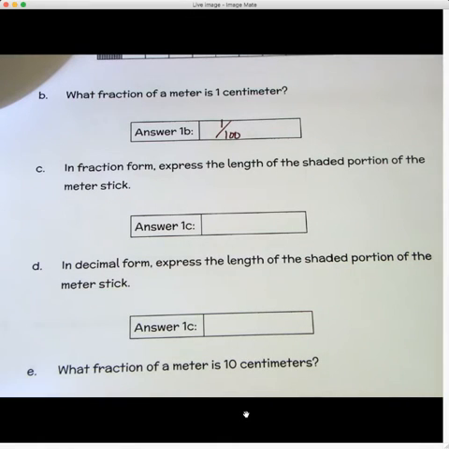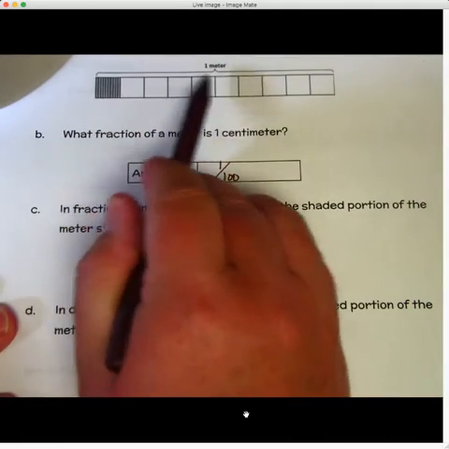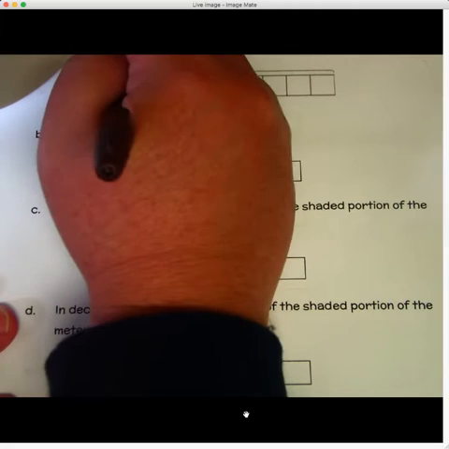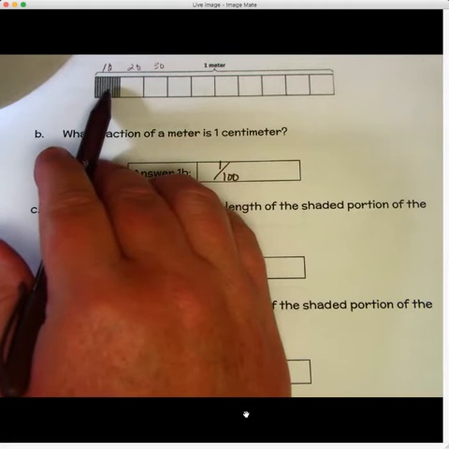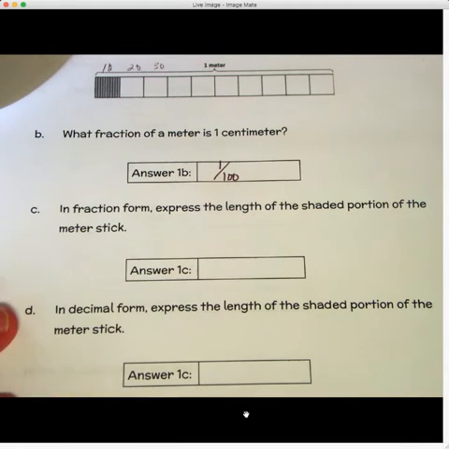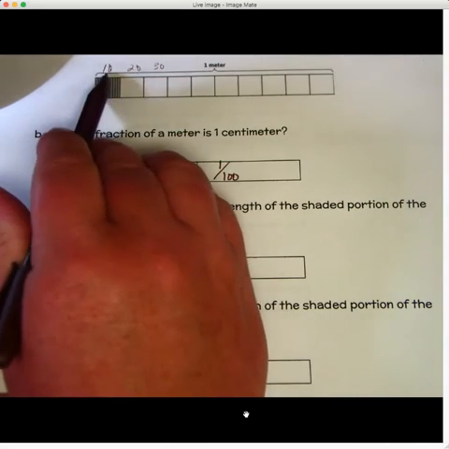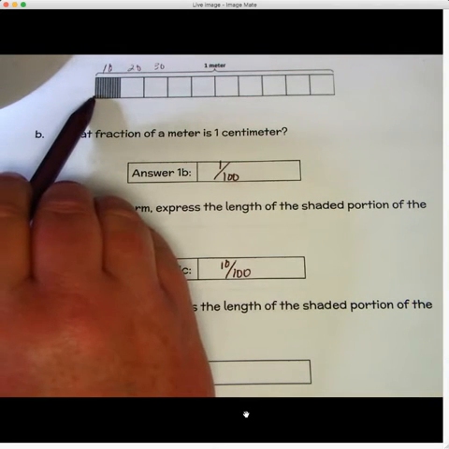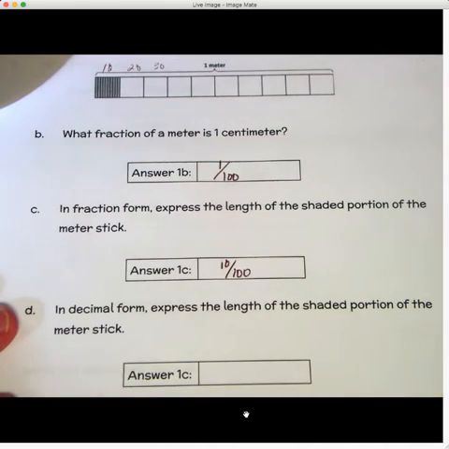In fraction form, express the length of the shaded portion of a meter stick. So remember, every little box, if we divide a meter into 10 pieces, every little box equals how many centimeters? 10. Remember, we did 10, 20, 30, like that a minute ago. So every box, we divide this meter into 10 boxes. So there'd be 10 centimeters in each box. So in fraction form, express the length of the shaded portion of the meter stick. So that's 10 out of 100. If we only had 1 centimeter, one of those little lines filled in, that'd be 1 out of 100. But on this, we have 10 out of 100 shaded in.